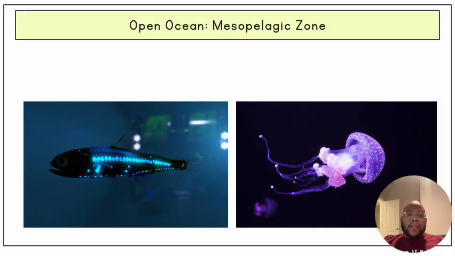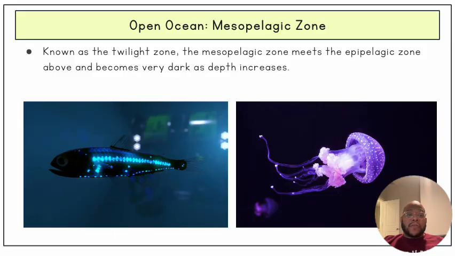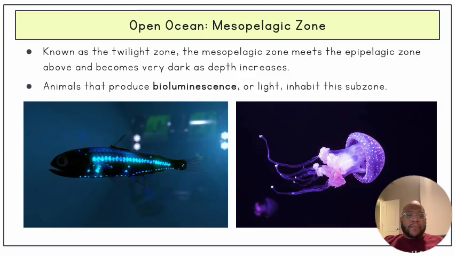We have the mesopelagic zone. This is known as the twilight zone. And the mesopelagic zone meets the epipelagic zone above and becomes very dark as depth increases. Animals that produce bioluminescence or light inhabit this zone, so they tend to, for lack of better words, glow in the dark.